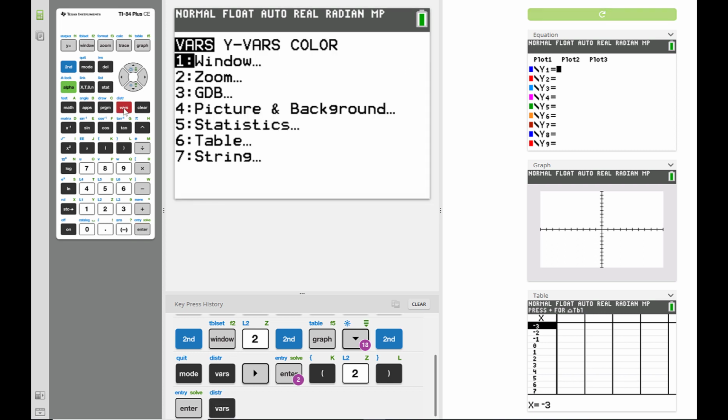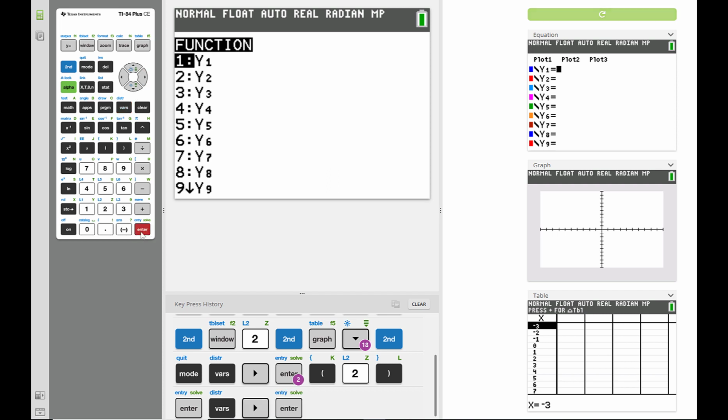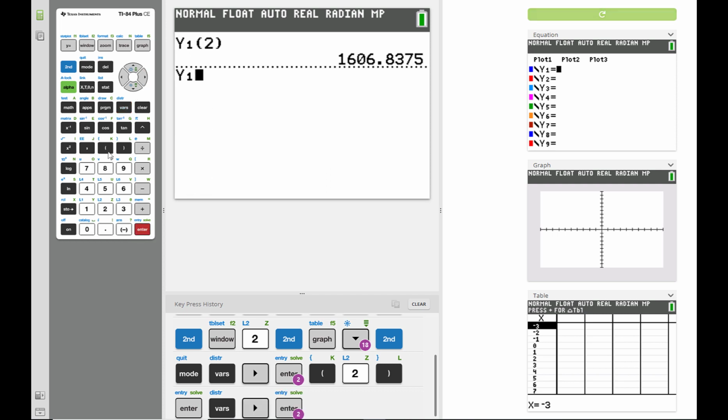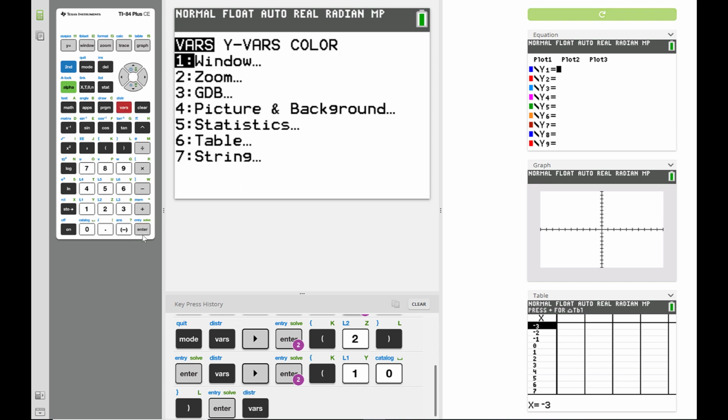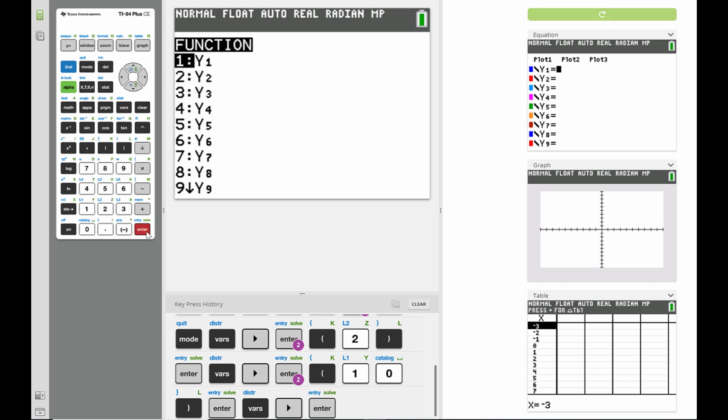Now let's go back to that vars button, that V-A-R-S button. Let's scroll over to the right to y vars and hit enter on y1. Open up a set of parentheses and type in 10 so we can evaluate this function at 10. And close our parentheses and press enter. And we get 2115.898141.